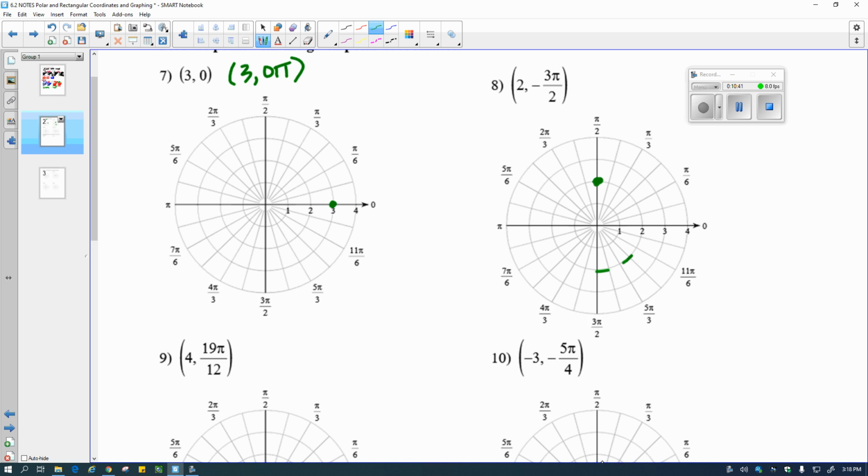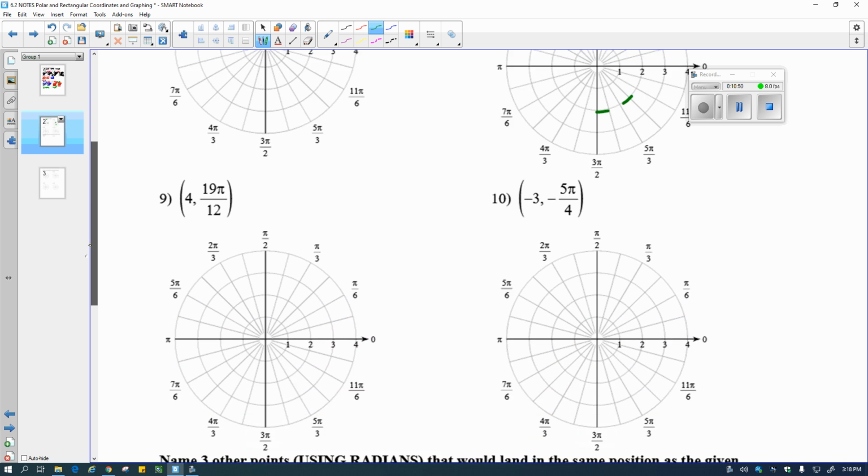Again, when you're working through these, it's a matter of moving your radius in the right direction and moving your angle to the right position. So kind of break it down.